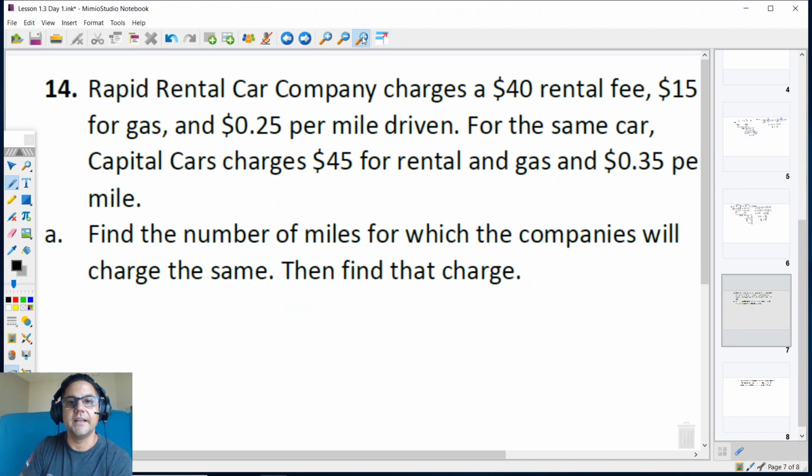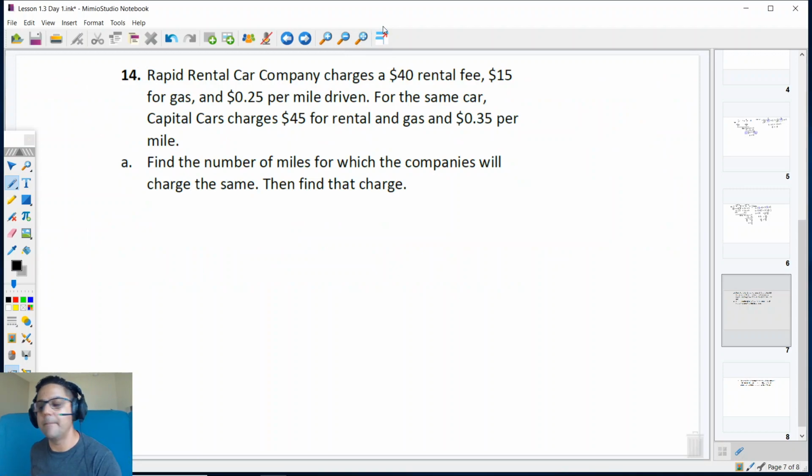All right, let's see here. Again, we're concentrating with variables on both sides, so when I write this word problem, I think I might have 2 companies. So if you notice, it says Rapid Rental Car Company charges a $40 rental fee, $15 for gas, and 25 cents per mile. So we're going to put the first company as $40 plus $15 plus 25 cents per mile. And if you'd like to, you can put M for mile or just X as the generic.